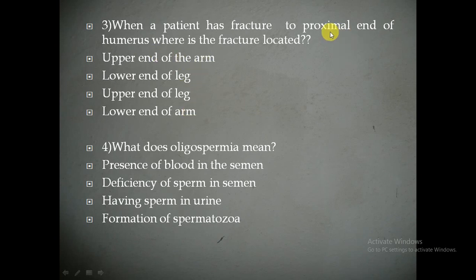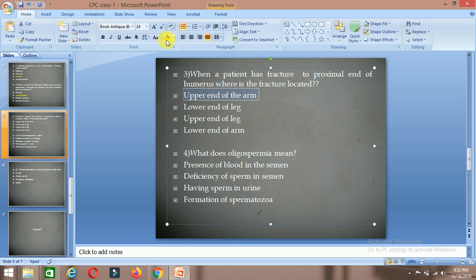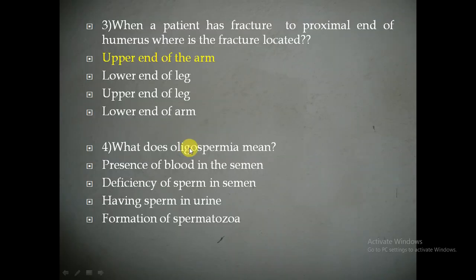So proximal means, what is proximal? Which is near to the middle portion of the region. That means it is the upper end. Proximal means upper end, distal means lower end. So my answer is upper end of the arm. So like that you need to choose the correct answer. So in this way you need to pick the answer. So next we will see the remaining question.